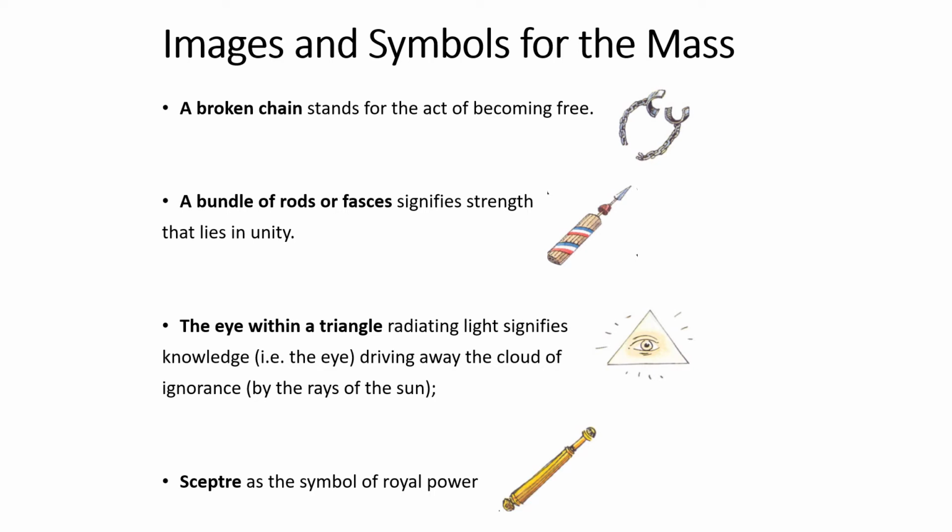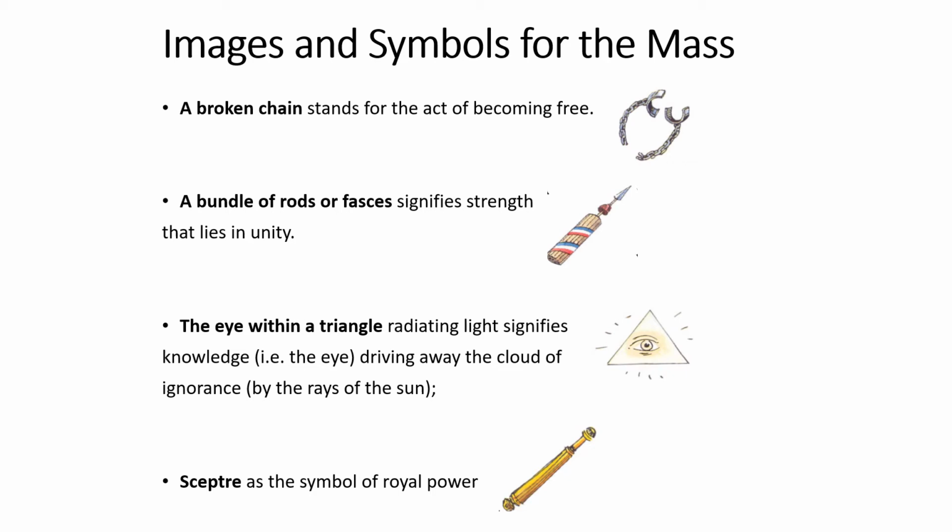Here is a point to be noted. The majority of men and women in France during the time could not read and write. So, images and symbols were frequently used instead of printed or written words to communicate among people and pass on important ideas. For instance, the broken chain was signified as the act of becoming free.